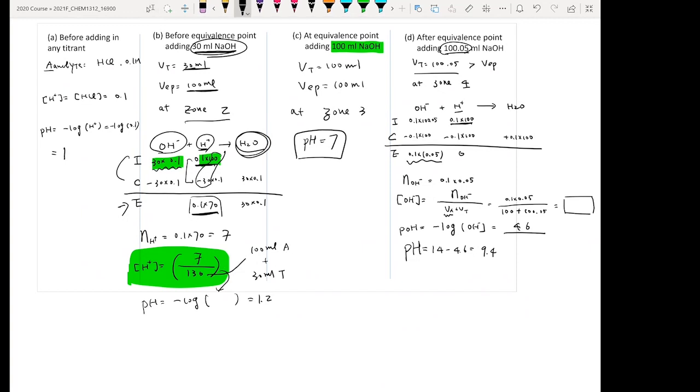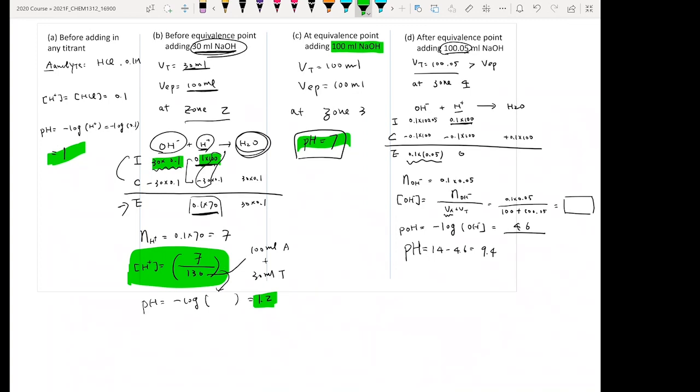So before you add in any titrant, you have a pH of 1, right? And then if you add in some amount, say 30 mL, it goes from 1 to 1.2. So you can see the increase is not a lot, right? But once you add in 100, the pH jumps to 7. It goes up like this. It goes slowly in the beginning, but when you get close to your equivalence point, you're going to see a huge jump in your pH.